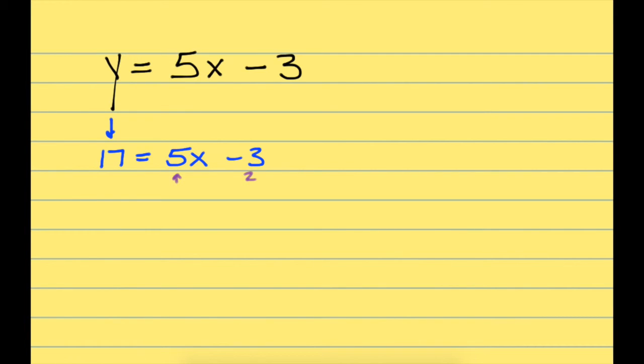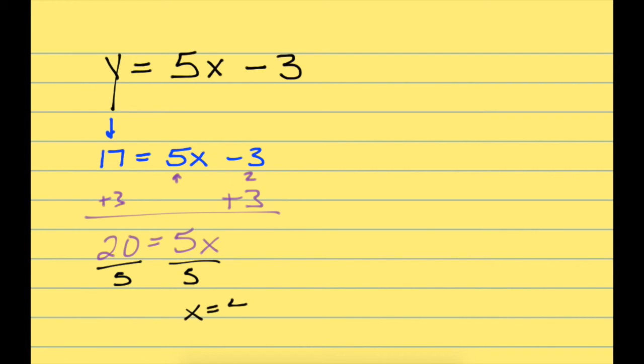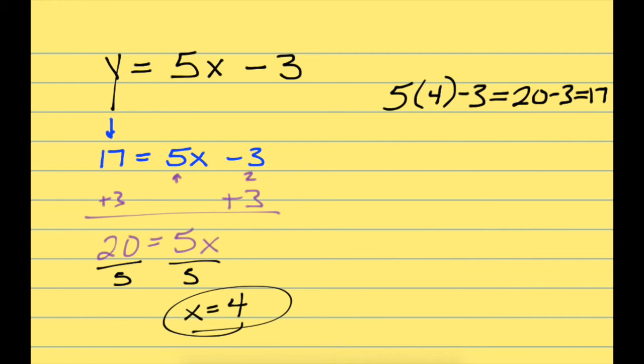So we're going to do the opposite steps in the opposite order. Add 3 to both sides. And what's the second step? Divide by 5. So we get x equals 4. And we can check. If we take and multiply 5 by 4 and subtract 3, we get 20 minus 3, which is 17, which is exactly what we wanted to get out. So x equals 4.